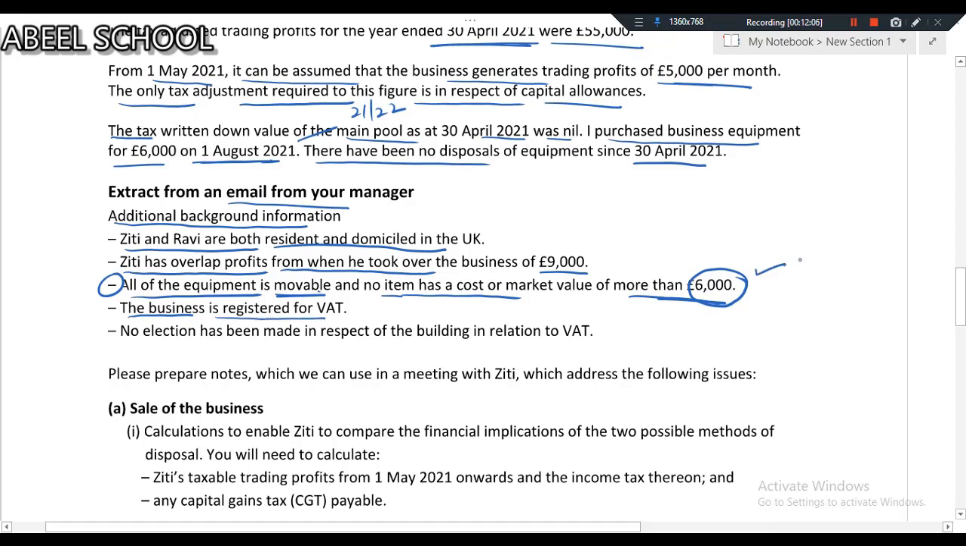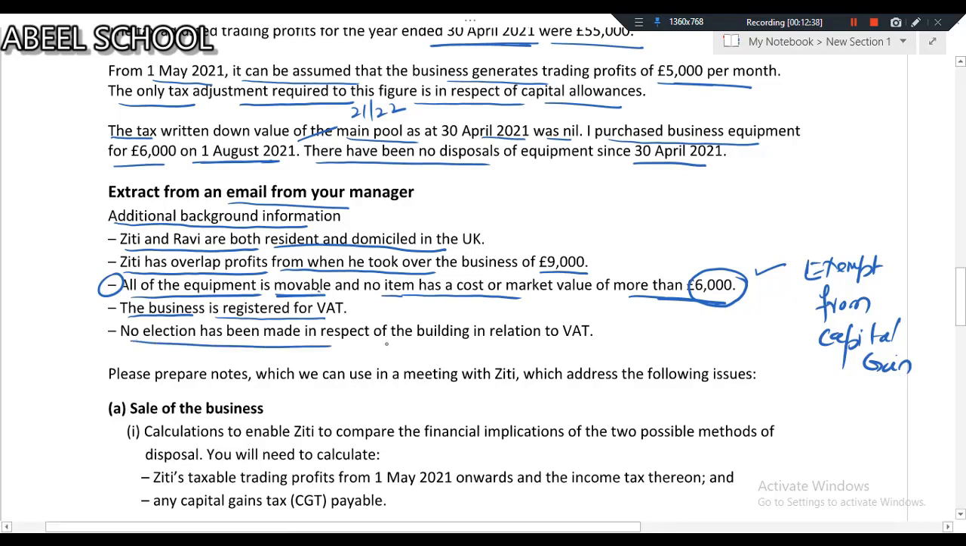If you have equipment that is movable and does not have a cost or market value of more than 6,000, then that particular equipment will not result in a capital gain. It is exempt from capital gain. We have studied such a thing in the topic called chattels.